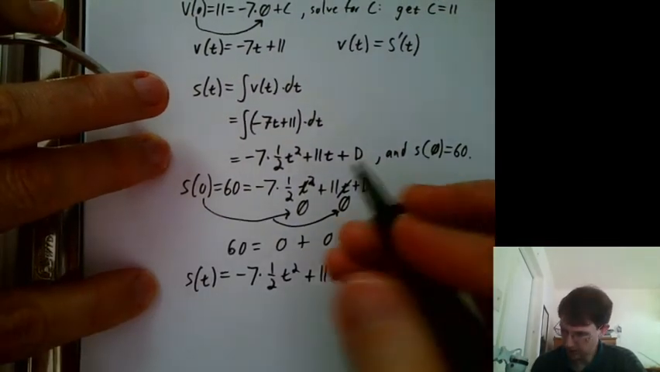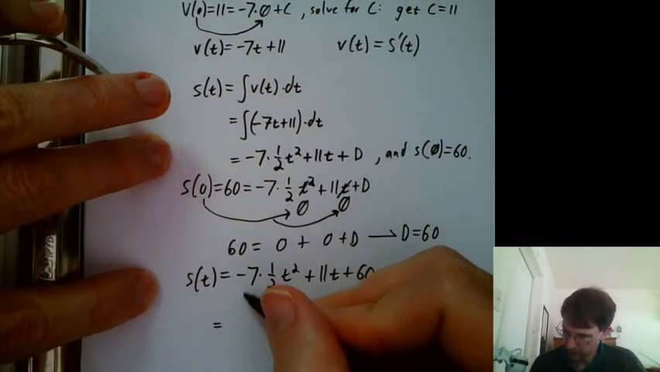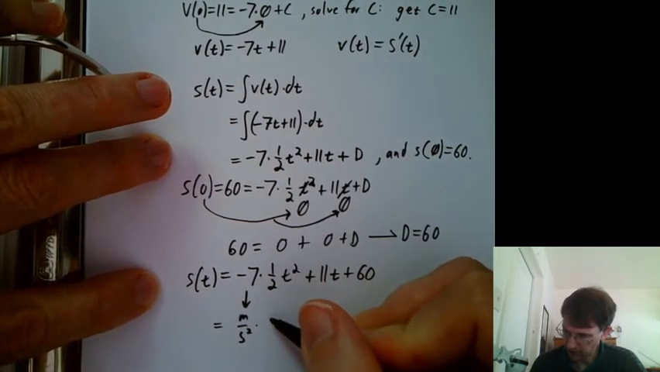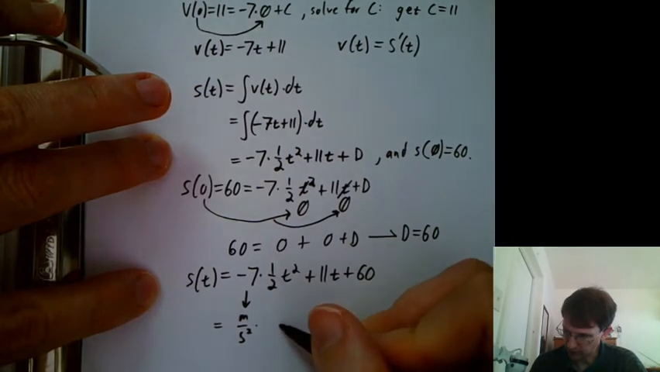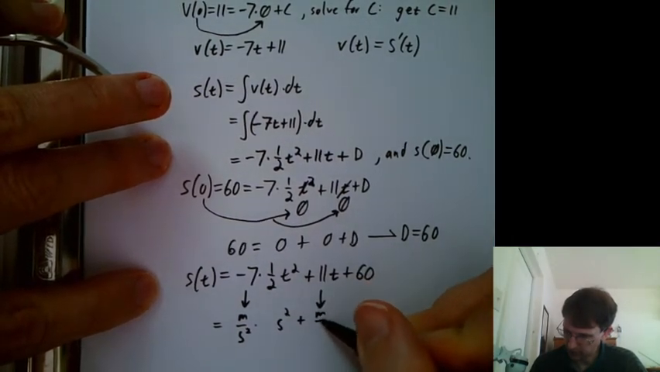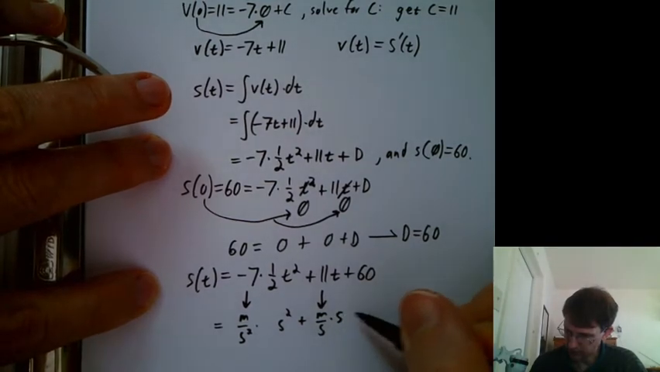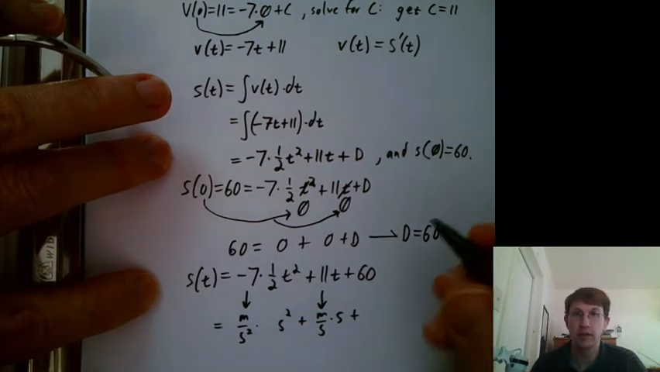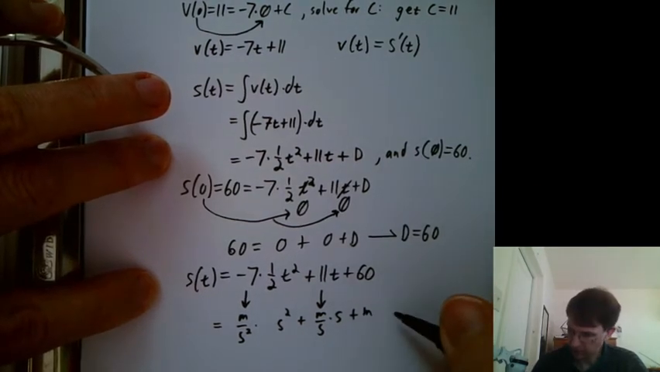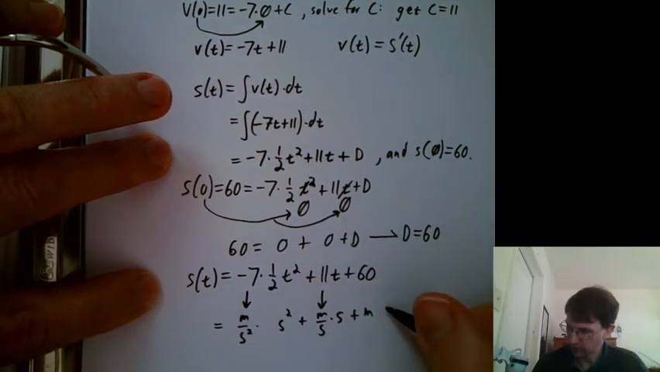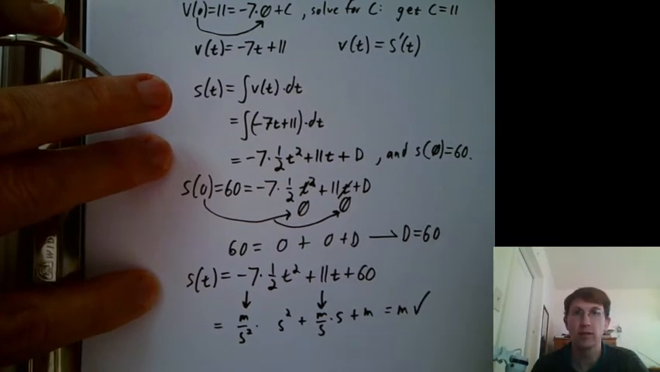Let's check units on that. -7 is meters per second squared. 1/2 is unitless, and t squared is seconds squared. 11 is meters per second. t is in seconds. 60, well, the 60 was originally meters along the road, so that's also meters. So seconds squared cancel seconds squared, we get meters. Seconds cancel seconds, we get meters. So altogether the units are meters, so that's good.